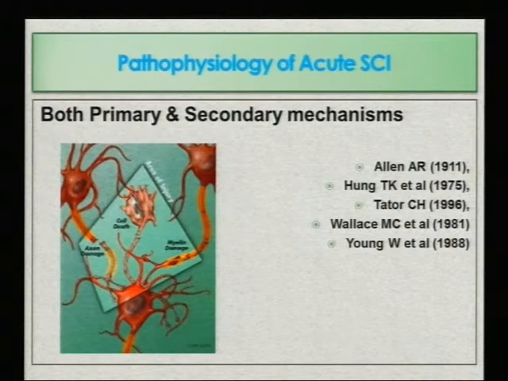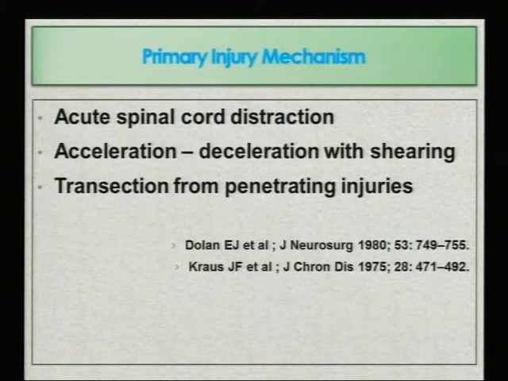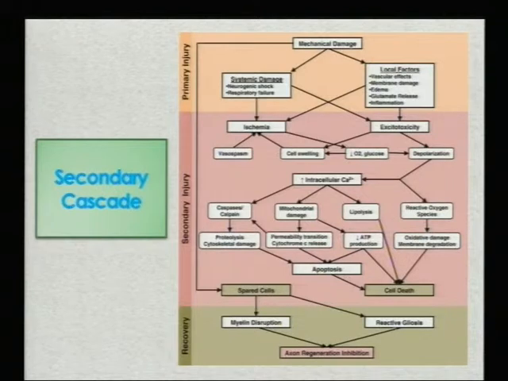We are aware that both primary and secondary mechanisms are involved. The primary mechanism taking place right at the moment of the injury, whether it is compression, distraction, acceleration, deceleration, or transection. And then there is the secondary cascade. There are a host of secondary mechanisms which result in a perpetuating injury to the spinal cord for days or weeks after the spinal cord injury.